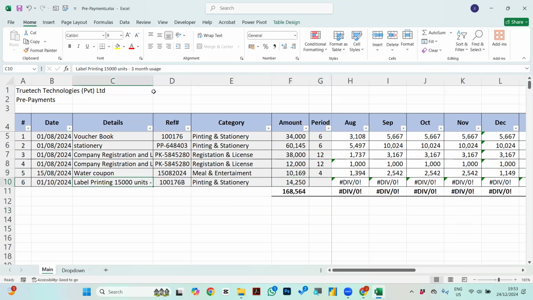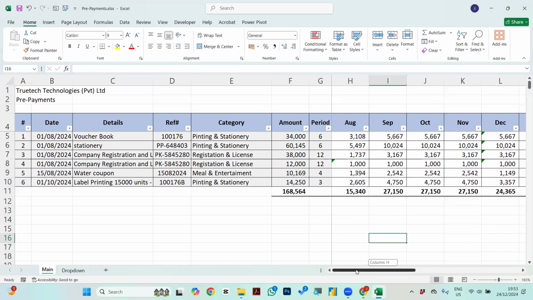Then we can use it for the next 3 months. All right, we can use it for the next 3 months. I'm going to put 3 months. Okay, so now it automatically calculates the payment.